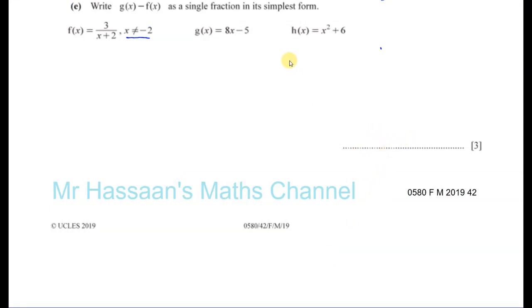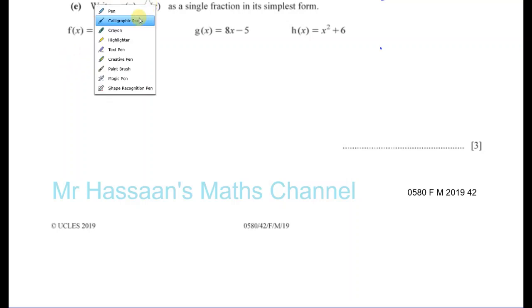Okay, now for part E, we've got to find g of x minus f of x as a single fraction in its simplest form. Okay, so we're going to deal with g of x minus f of x. So g of x is 8x minus 5. So you have 8x minus 5.